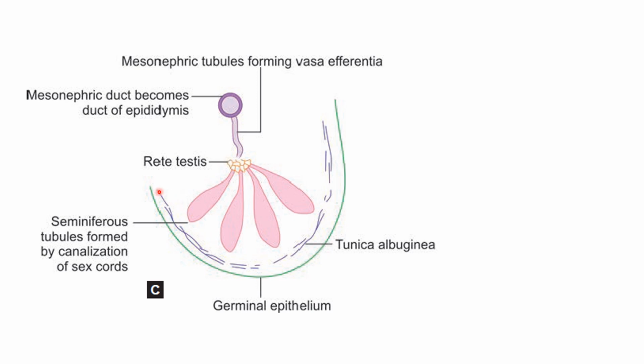Now, what happens later? The mesenchymal cells surrounding the developing testis over here, this area, form a dense layer of fibrous tissue. This fibrous tissue layer will be known as the tunica albuginea. It is labeled over here. It completely separates the sex cords, the developing seminiferous tubules, from the germinal epithelium outside. So this epithelium can make no further contribution to the development of testicular tissue.